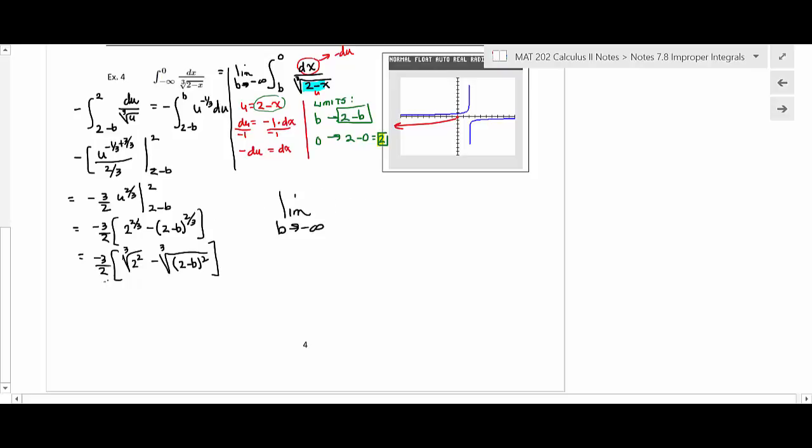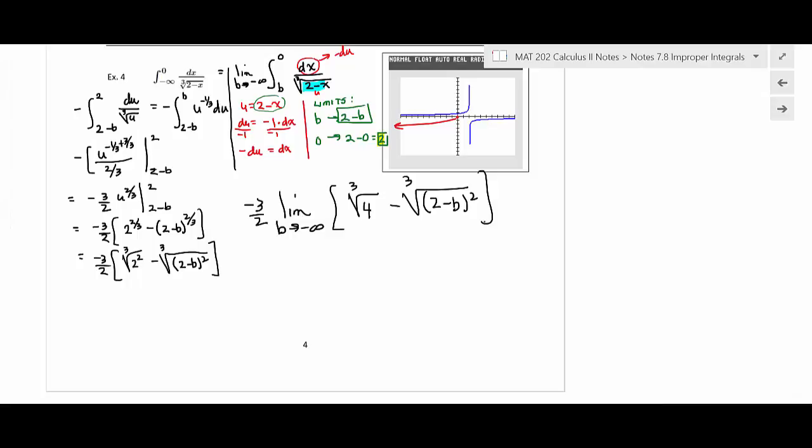That negative 3/2 can be written in front of the limit because it's a constant, so you can go ahead and do that. And then you're doing the limit of the cube root of 4, like that, and then this is going to be the cube root of 2 minus b to the second. So we're going to evaluate that limit and see what happens. With a little practice, you get to a point where a lot of times at the end, you can just kind of do that in your head.